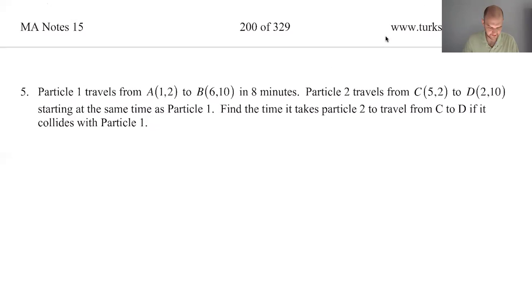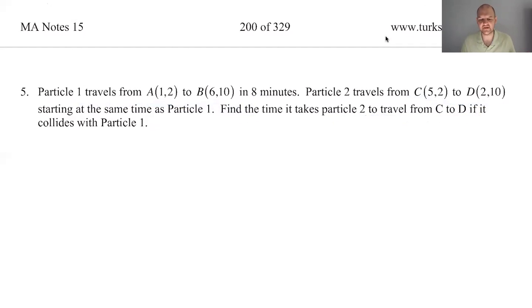So particle 1 travels from A to B in 8 minutes. Okay, so we can write parametrics for that, no problem. Particle 2, excuse me, travels from C to D, starting at the same time. Okay, starting at the same time. By the time it takes particle 2 to travel from C to D, if it collides with particle 1.